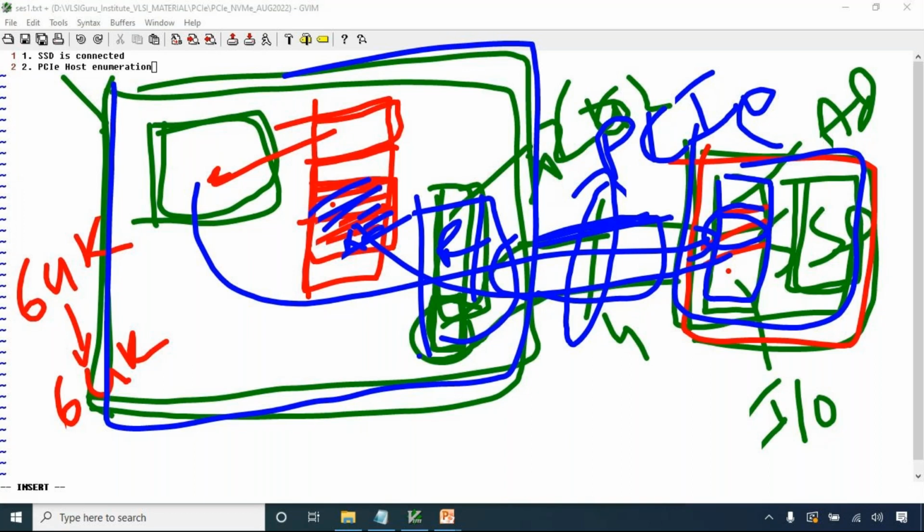Once it is done, it indicates to the upper layer. What is the layer above the data link layer? The transaction layer. It indicates to the transaction layer that the link is up and the virtual channel has been initialized. So now, the first thing the transaction layer does is get all the information about my SSD. Let's say Western Digital is manufacturing the SSD.